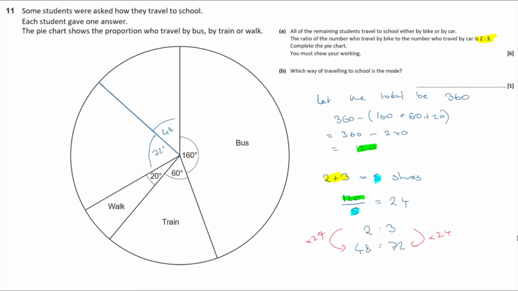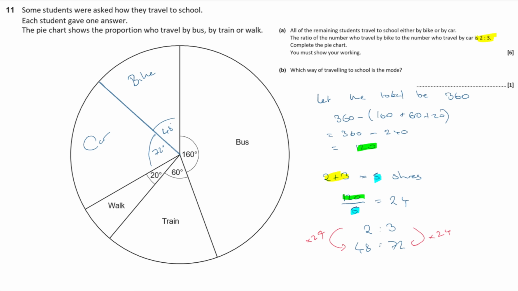Okay, now just to finish it off, just need to label which is which. The smaller one of the two was bike, wasn't it? So let's label that, and the other one was car. Now, you would lose a mark if you forgot to label them, so make sure you label them. Part B says, which way of travelling to school is the mode? Well, mode just means most. So it's just going to be the biggest sector in the pie chart, and that is clearly bus. So it's going to be bus.